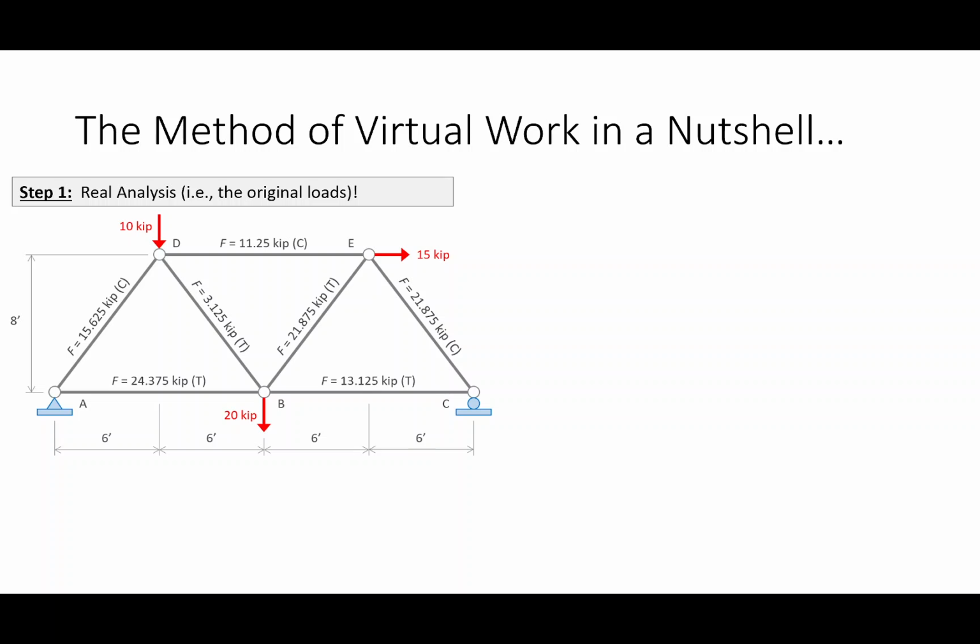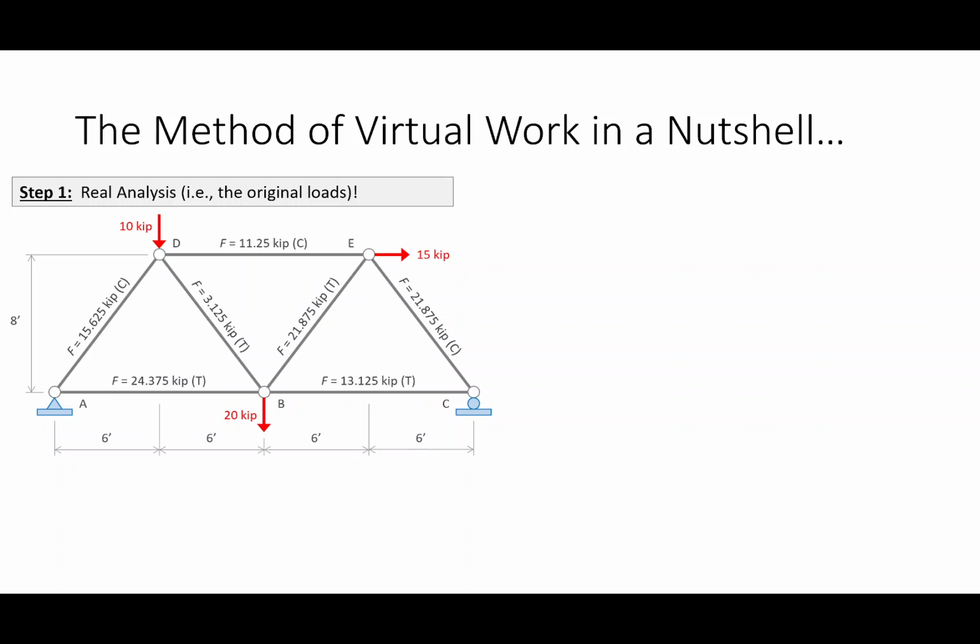Okay. Now I'm throwing some terminology at you. I'm calling this a real analysis, okay? I'm using that term because we are analyzing the structure when it's subjected to its actual, real loads, what's really on the structure, okay? So we analyze the structure and get this. And by the way, we've done this problem before, right? We did this problem a while back. This was our first truss example. So far so good? Okay.